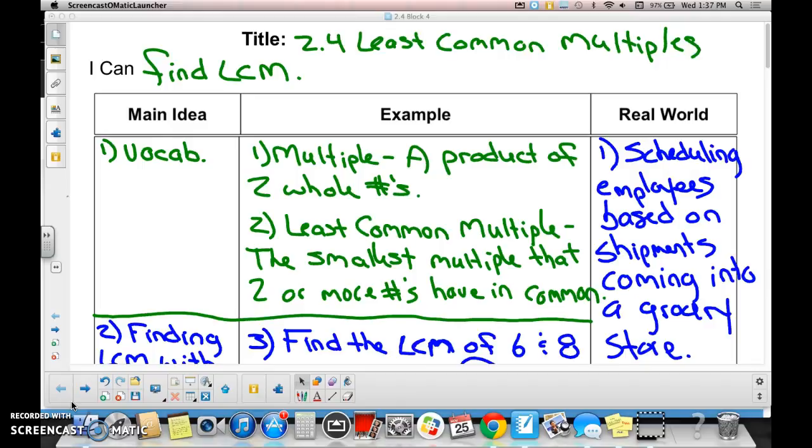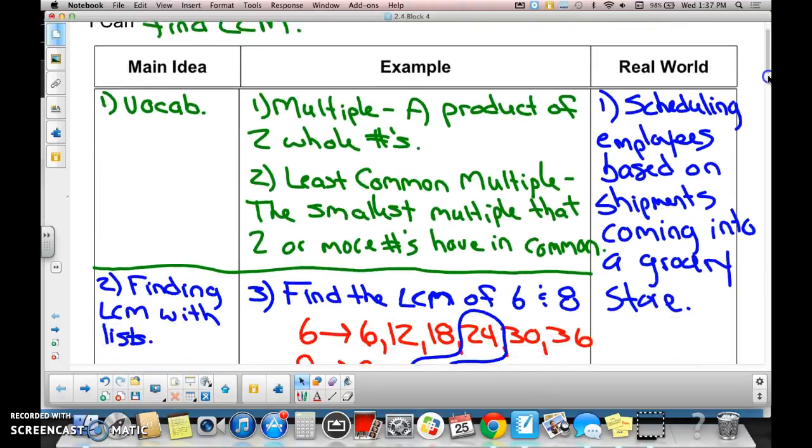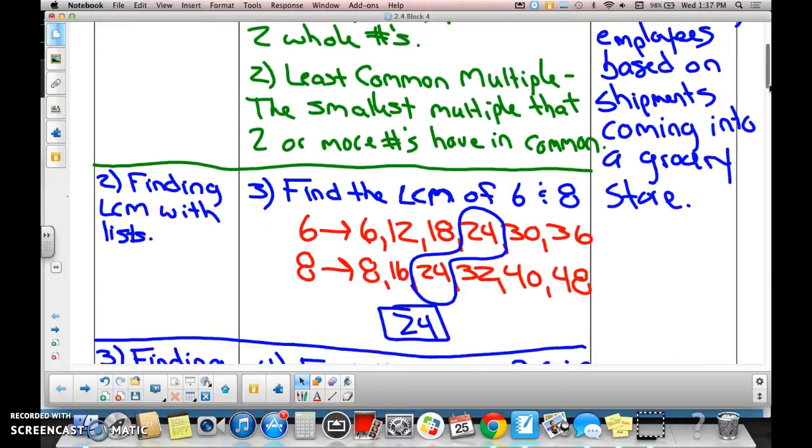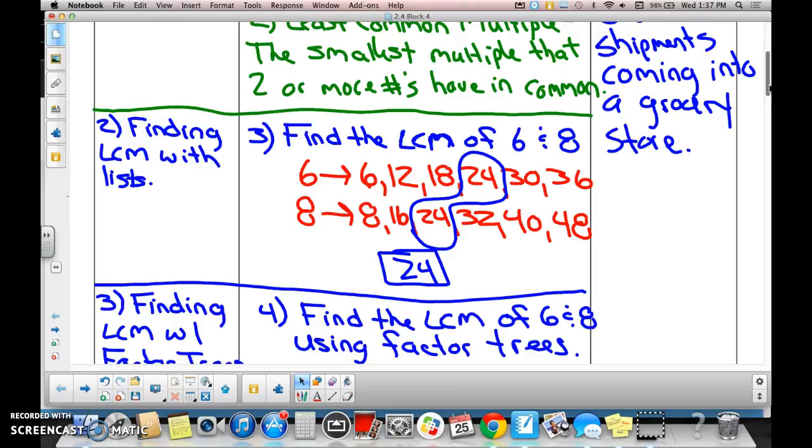We had a couple of vocab words, multiple and least common multiple. I think they're fairly familiar to you. We talked about finding the LCM in how many different ways? How many ways can you find the LCM, Sadia? Two ways. Thank you. You can find the LCM using what, Laura? Factor trees and lists. Factor trees is one way, and lists is the second way.